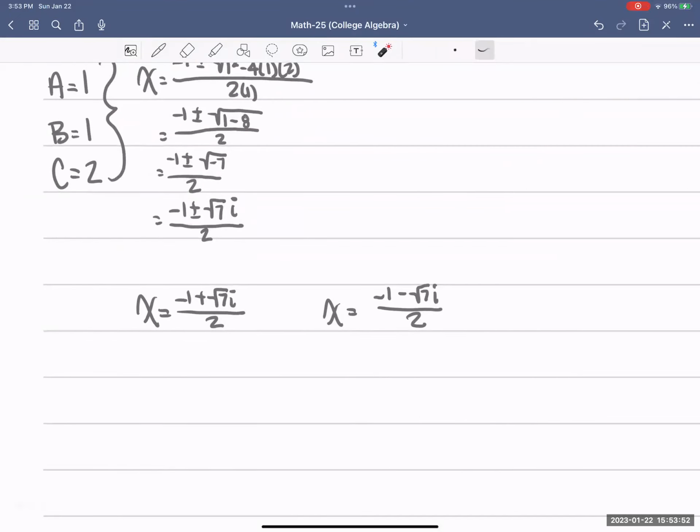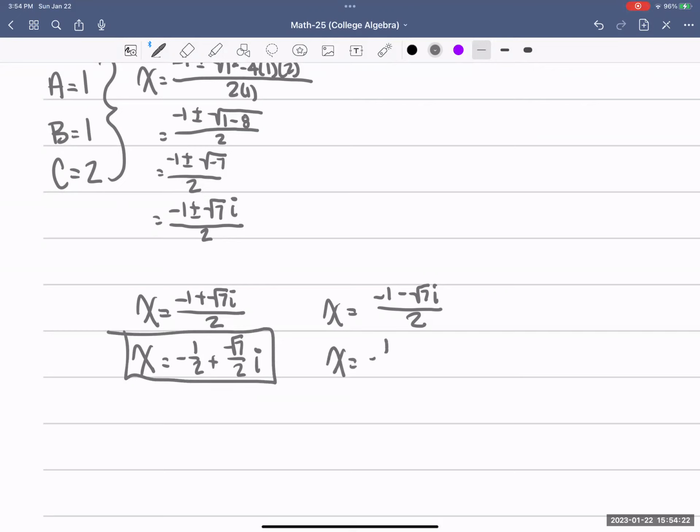I had to pause because I noticed that we could have simplified it here first before we separated it, but it's okay. From here, we're going to separate it. Remember, we always want these to be in a plus bi form. So this is going to be negative 1 over 2 plus the square root of 7 over 2i. And same thing over here, x is equal to negative 1 over 2 minus the square root of 7 over 2i. Those are the two solutions.